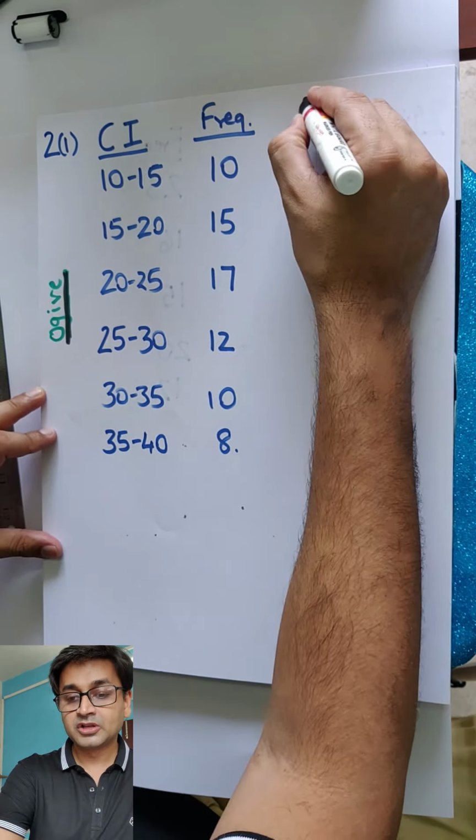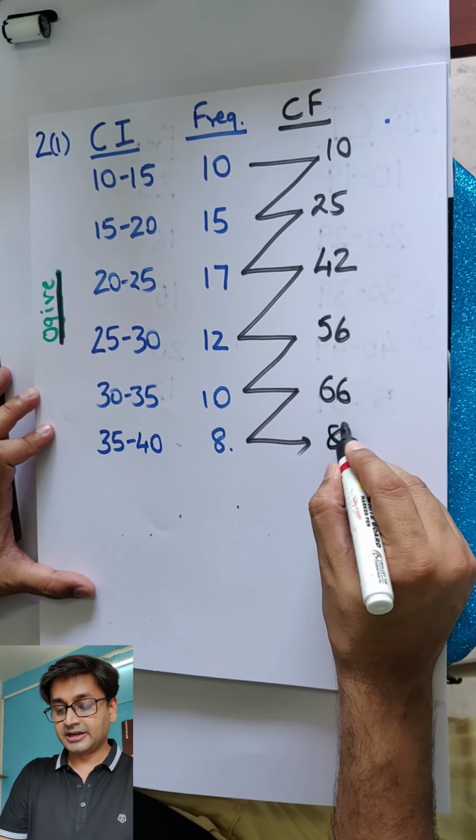How to generate cumulative frequency? So 10 plus 15, 25, 25 plus 17. Keep on adding the next one. So it goes in this pattern. You will identify a pattern like this, going till the end. Okay, so let's work this out. 25 plus 17, anybody? 42 is it? 42 plus 12, 56, 66 and 84.